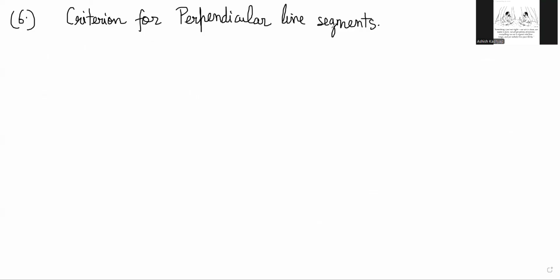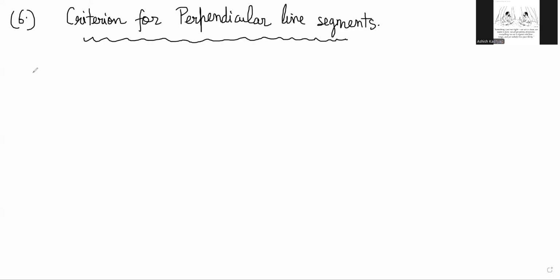So the next point is criteria for perpendicular line segments. This is a very small thing and not very difficult to prove, but it is very important. You will see the benefit of this as we move along.